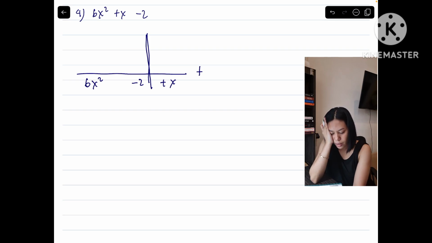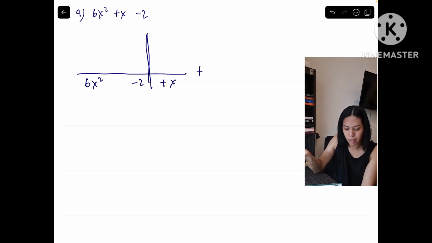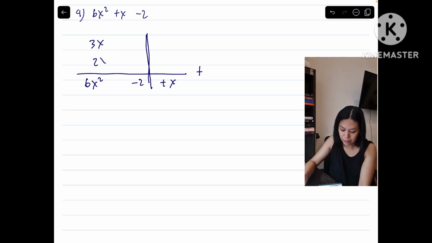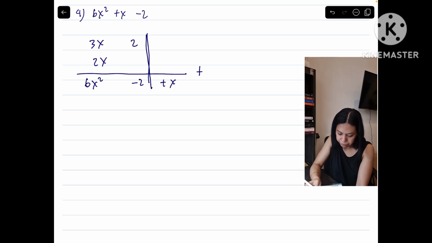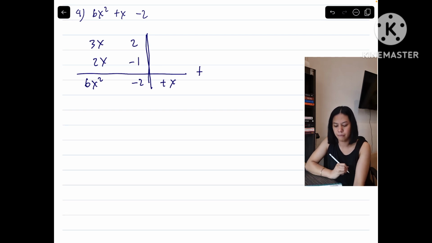Okay, 6x squared can be 3x, 2x, or can be 6x, 1x. I'm going to try 3x, 2x, maybe. I'll try 3x, 2x, or 6x, 1x. Fine. If we don't get it correct on the first try, that's fine. 3x and 2x. Okay, and then the negative 2. I'm going to put a 2 here and negative 1 here. So let's have a go.